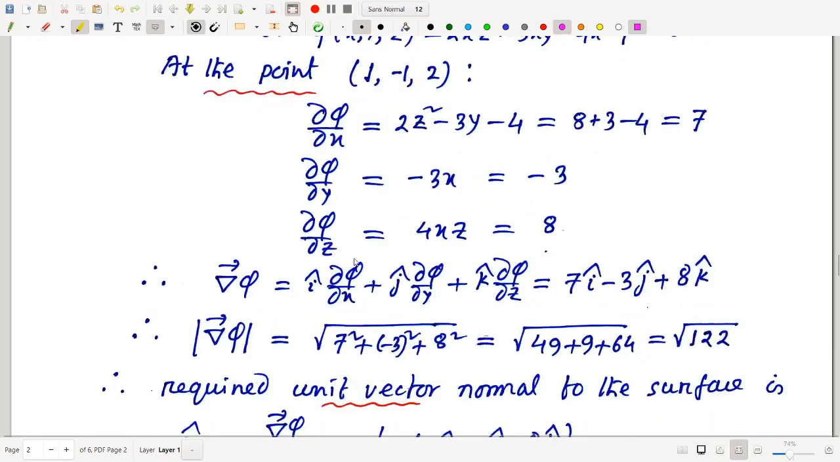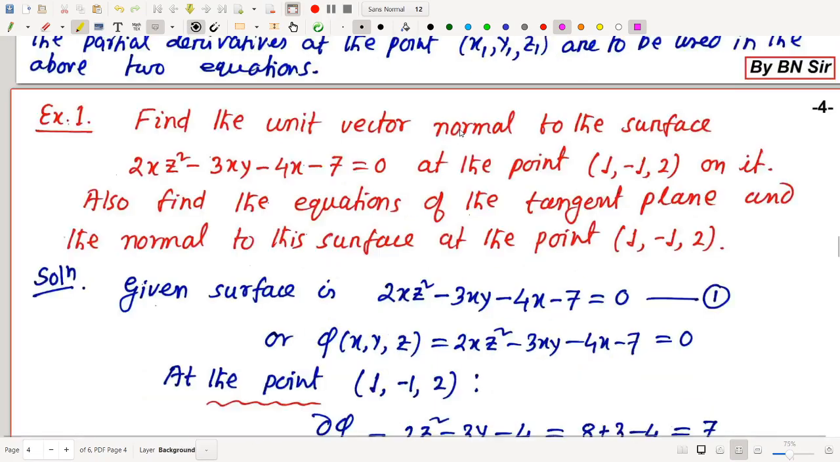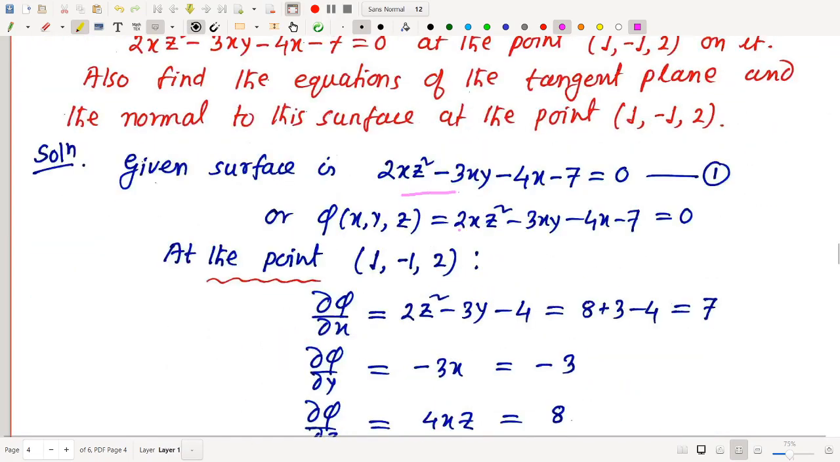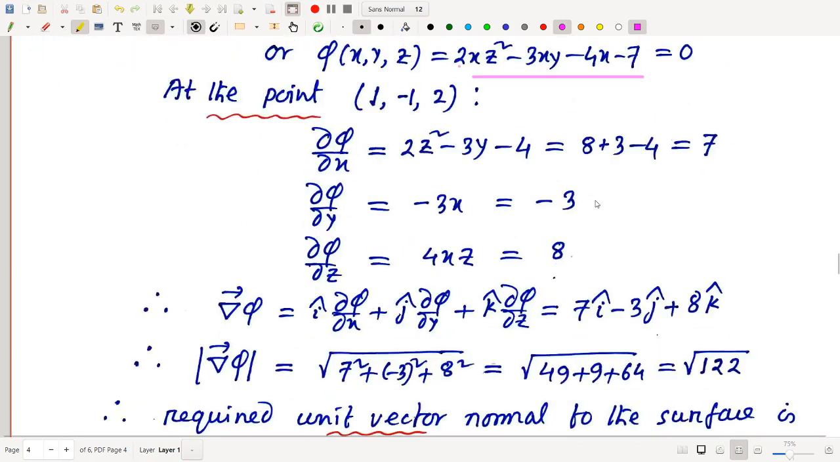Let us find all the partial derivatives. So del phi by del x. See, partial derivative with respect to x means y and z both constant. So if we differentiate this phi(x, y, z) with respect to x, it will be 2z square minus 3y minus 4. Okay. So if we put 1, minus 1, 2 for x, y, z, we get 2 times 4 is 8, plus y is minus 1, so plus 3, minus 4, is 7.